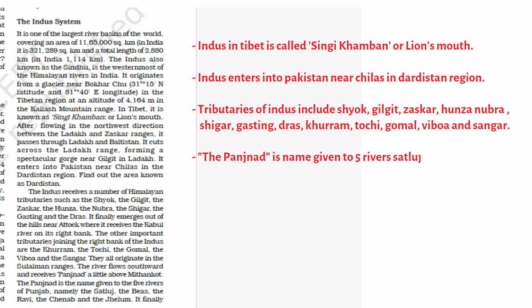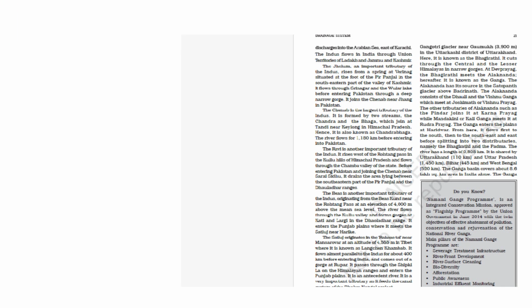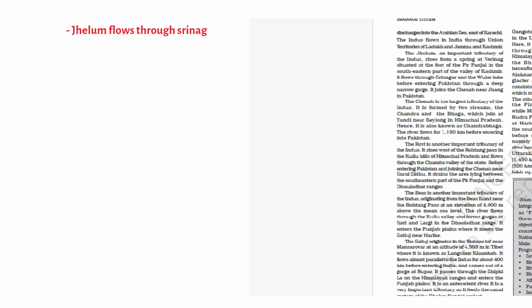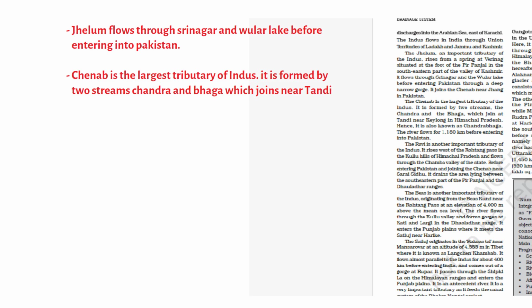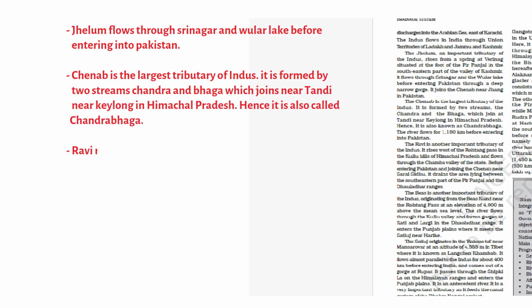The Panjnad is the name given to 5 rivers, Satluj, Beas, Ravi, Chenab and Jhelum, that join into Indus River. Chenab flows through Srinagar and Wular Lake before entering into Pakistan. Chenab is the largest tributary of river Indus. It is formed by two streams, Chandra and Bhaga River, which join near Tandi, near Keylong in Himachal Pradesh. Hence it is also called Chandra Bhaga River.